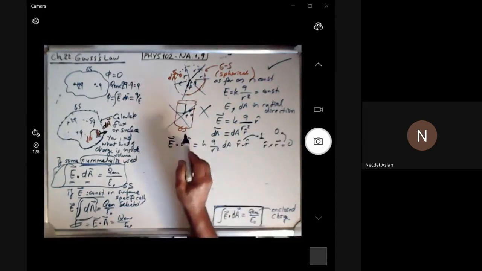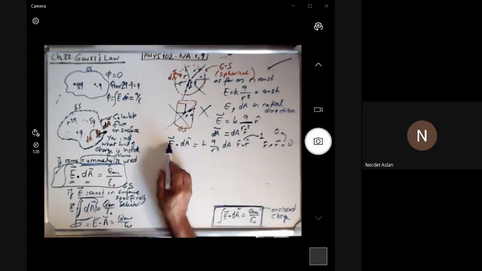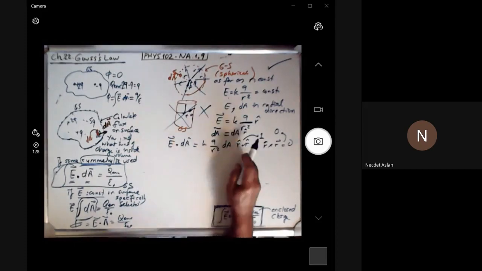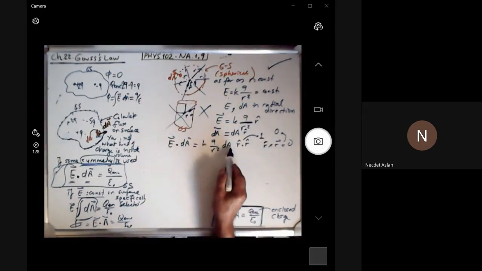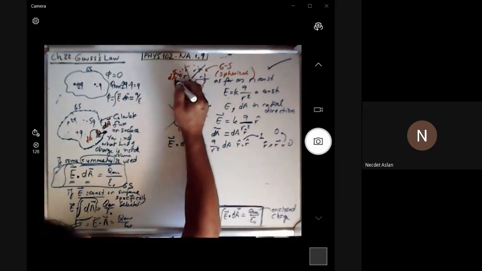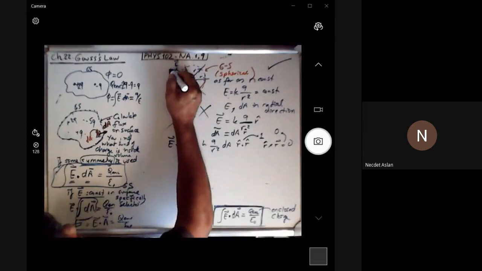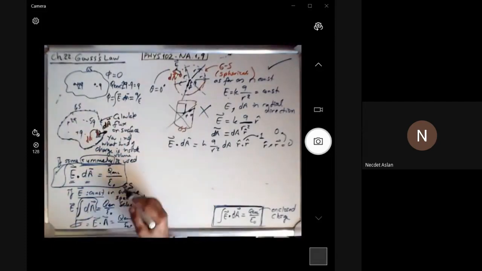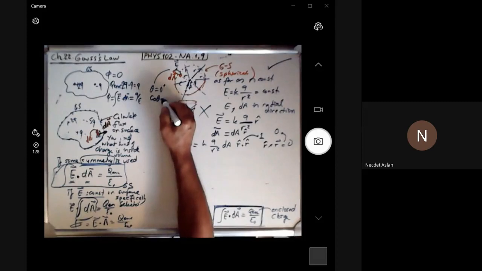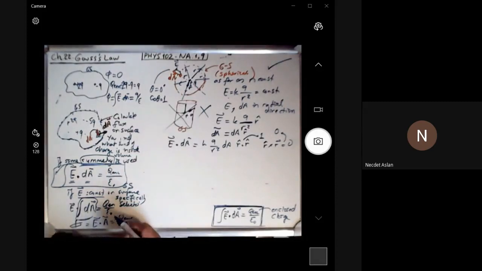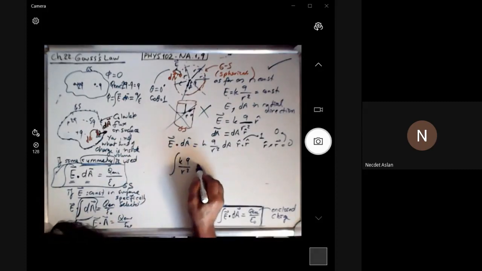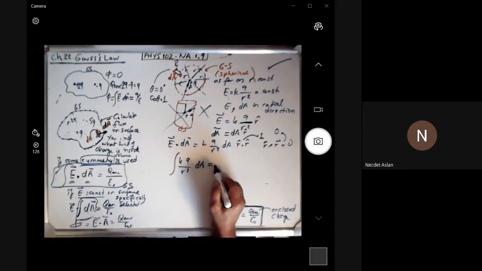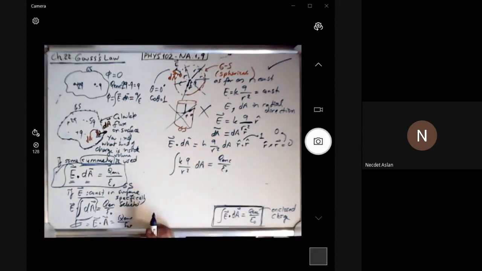Because we chose these dA vectors in the same direction as the electric field, there is no cosine theta or something like that. So E dot dA is just this. There is no angle between them. The electric field is also in this direction, so the angle for this case is 0, and cosine theta is going to be just 1. So now, the integral k q over r square dA will be equal, on the right hand side, to just q enclosed over epsilon 0.